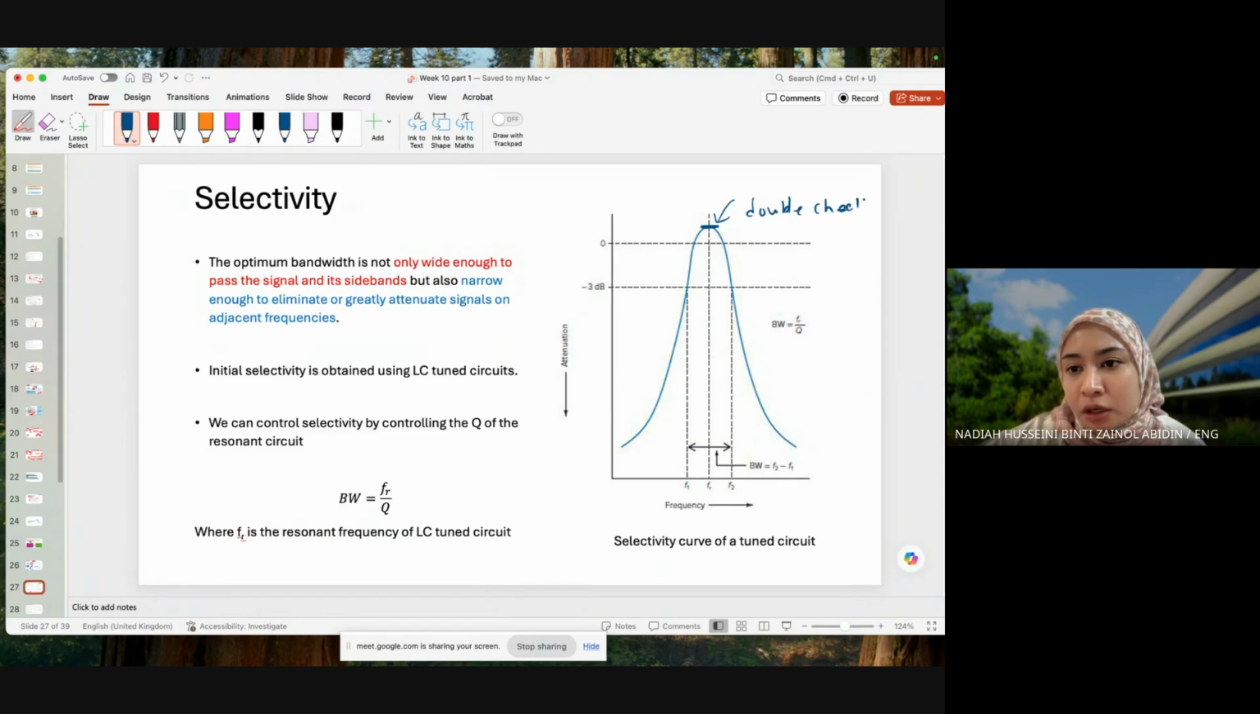Typically, we start from the top. That is our 0. And then going down, 3 dB, minus 3 dB attenuation, this is where our F1 and F2 are. And F2 minus F1 will give us our bandwidth.